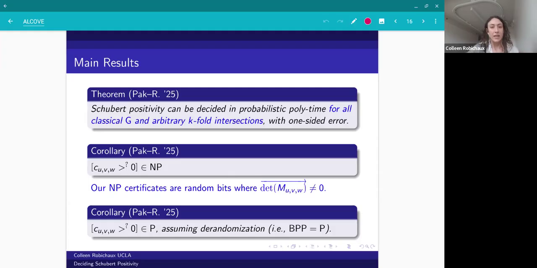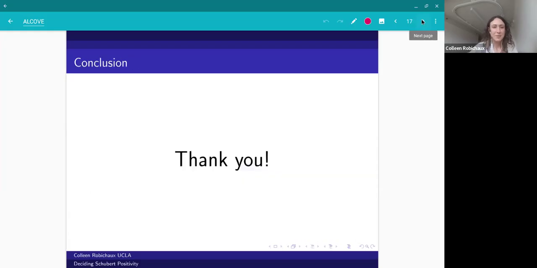And I should say that the lemma that we use of Kevin's is actually stated for all classical groups and arbitrarily many intersections. So our algorithm actually holds for arbitrary classical groups and arbitrarily many intersections. So maybe you care about sevenfold intersections for the symplectic group, right? And our algorithm will also give you that probabilistic polynomial time result to decide whether those intersection numbers are positive. And I'll stop there. Thanks.